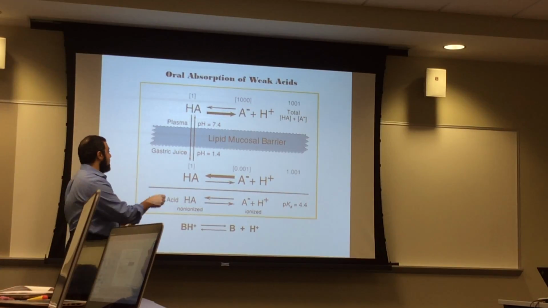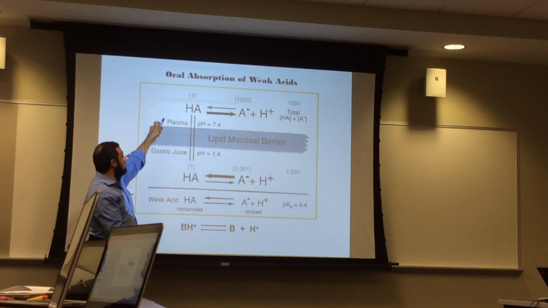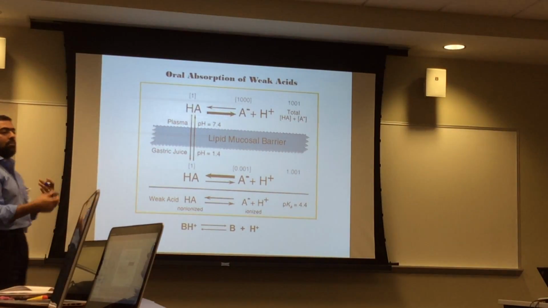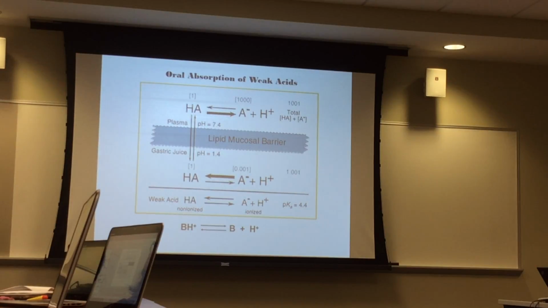Okay? The only difference is the gastric juice is acidic. Once you go to the blood, it's more neutral, and if you go to a different part of the body, it also could be more alkaline, based on whether there's an infection or inflammation and so on. Okay?